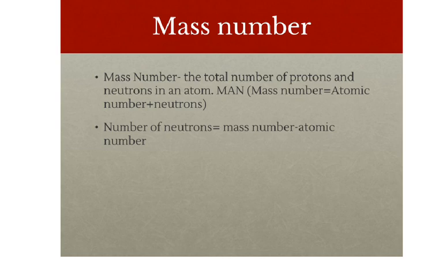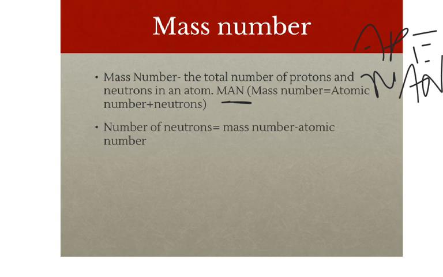Okay, and you can manipulate this equation. So I've given you another acronym known as MAN. So mass number equals atomic number plus neutrons. So the 2 acronyms you should know at this point are APE and MAN. And remember, APE means atomic number equals proton number, which equals electron number. MAN means mass number equals atomic number plus neutrons. You can manipulate that equation. So if I gave you the mass number and the atomic number, you could determine the number of neutrons by just changing the equation around. And we will practice this in class.